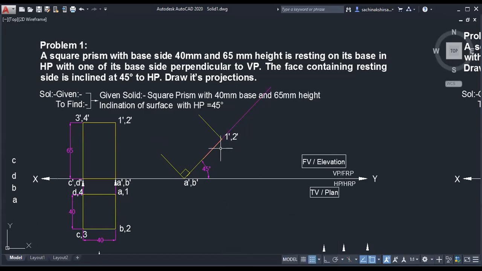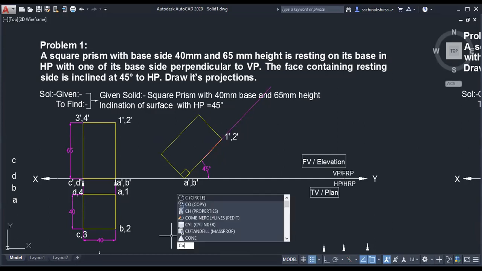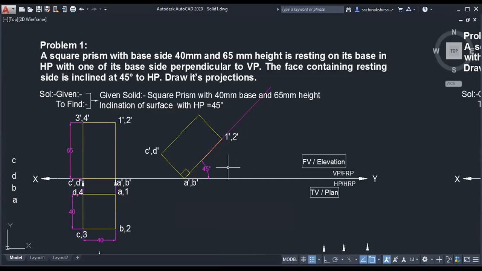Okay. Similarly, draw a parallel line from this 1 dash, 2 dash, and you can join this. And finally, you can join this. And here you can give the names. Means whatever we have observed, the same point.